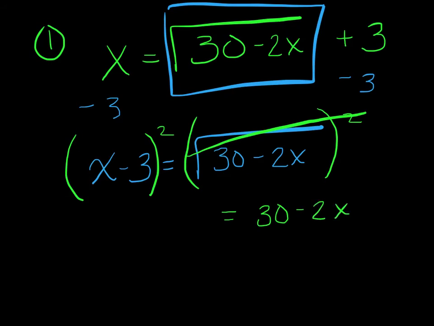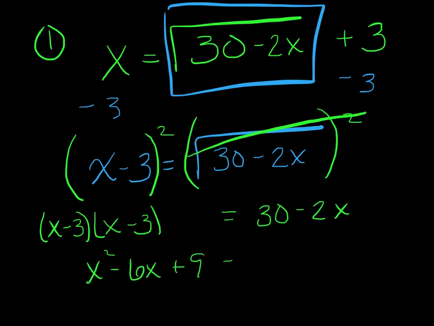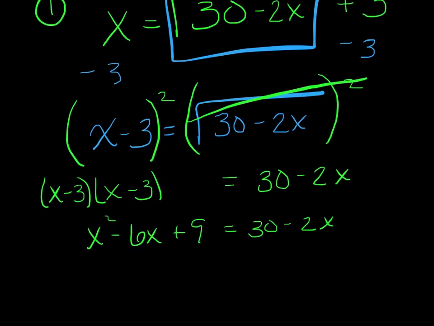Now, my left-hand side is going to take some work. If I want to square a function, I have to write it down twice and actually FOIL it out. So I'm going to get x squared minus 3x and minus 3x make minus 6x plus 9 equal 30 minus 2x. Gather your x's on one side. Actually, gather everybody on one side and set it equal to 0.